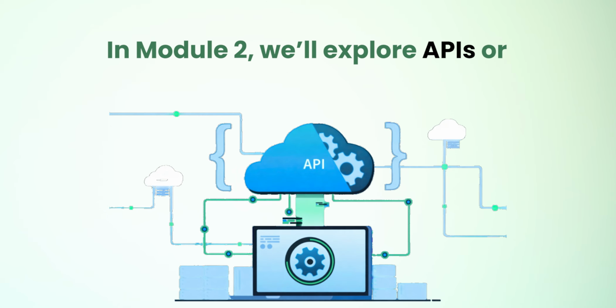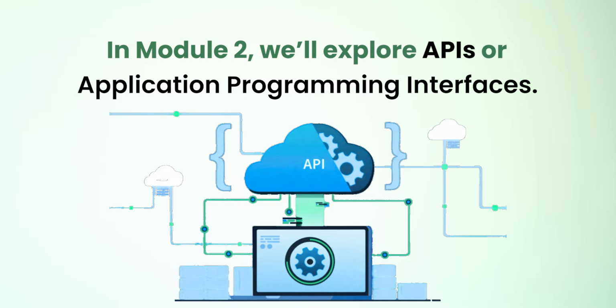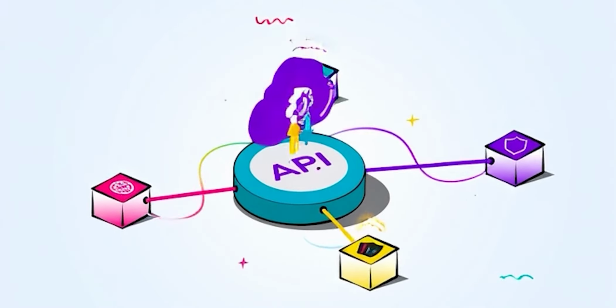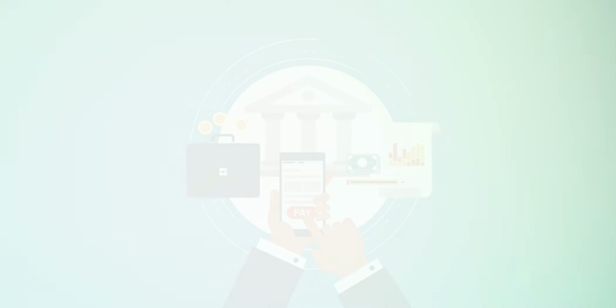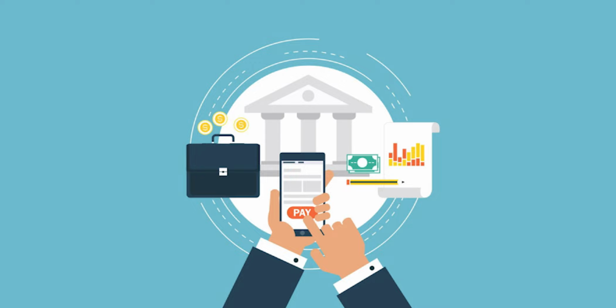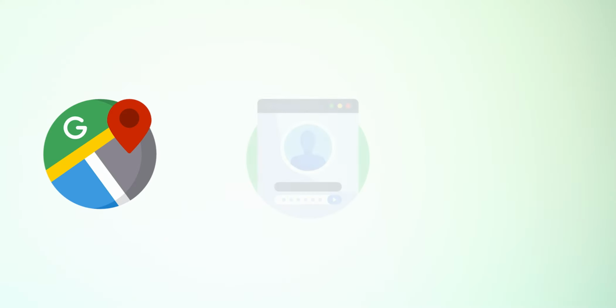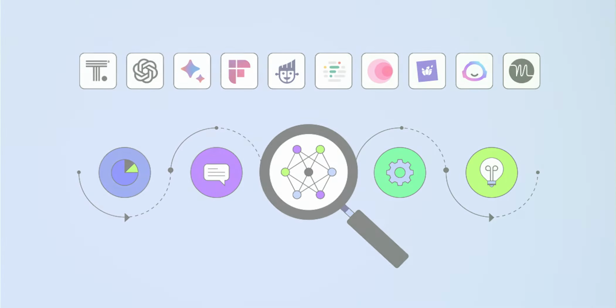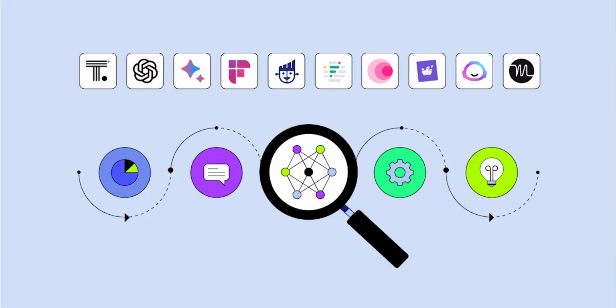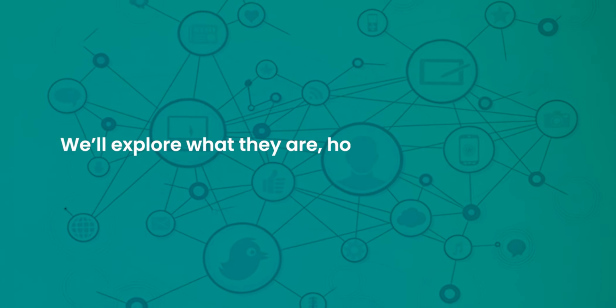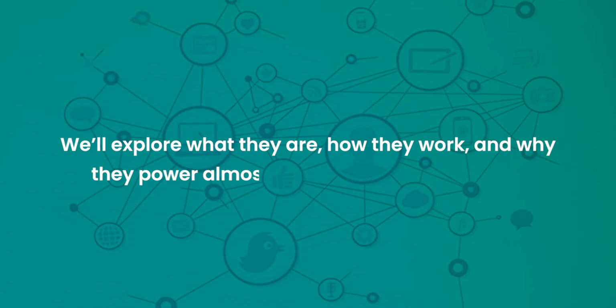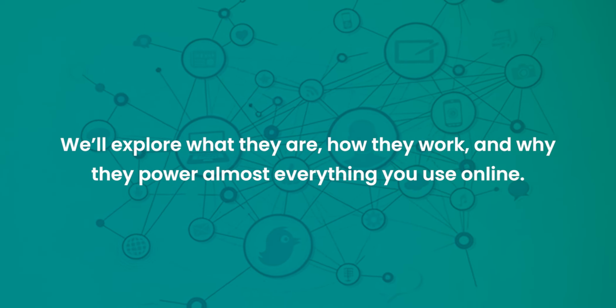In Module 2, we'll explore APIs, or Application Programming Interfaces. APIs are the reason your phone app can talk to a server. Payment apps can talk to banks. Maps, logins, weather apps, and AI tools all work together seamlessly. We'll explore what they are, how they work, and why they power almost everything you use online.